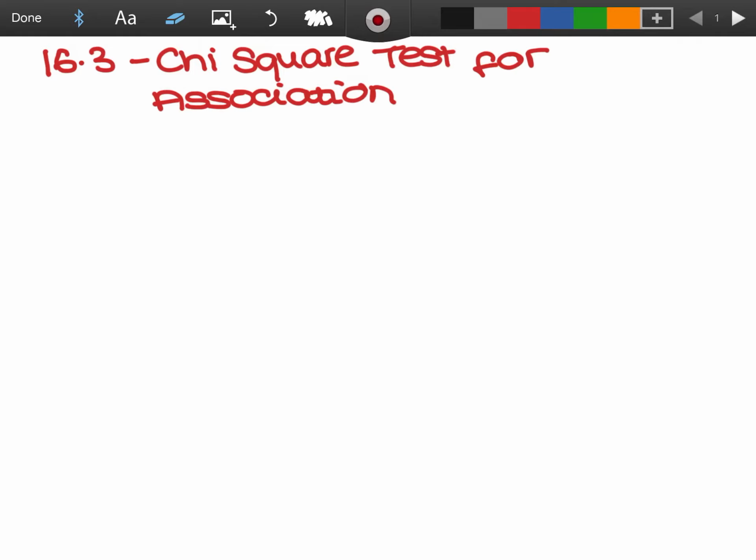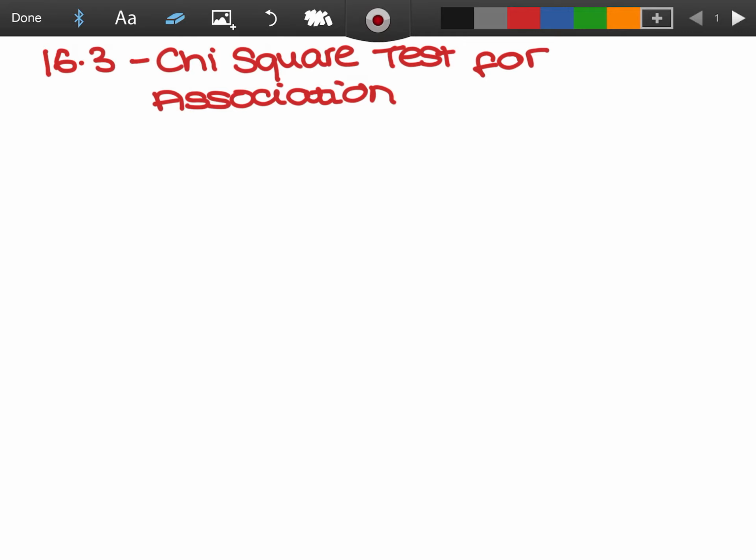So in today's video, we're going to look at the chi-square test for association. It's our last topic that we're going to look through. What this looks at is two different variables. They're going to be two different qualitative variables. For example, you could do gender and type of music. That's two types of qualitative variable.